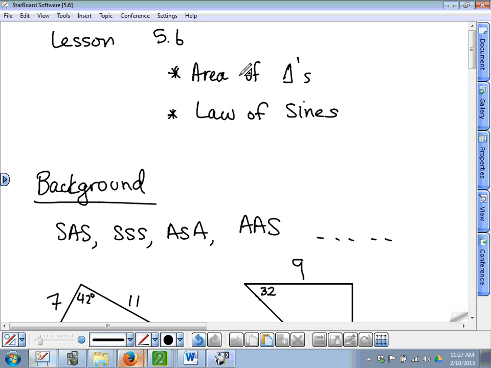So, area of a triangle. Now, it's not just something we're going to review. I know you know how to find the area of triangles. I know you've learned it before. We're going to find the area of triangles a bit differently, using trigonometry, sine and cosine and such. And then an extension of what we do with the area leads us into what's called the law of sines.